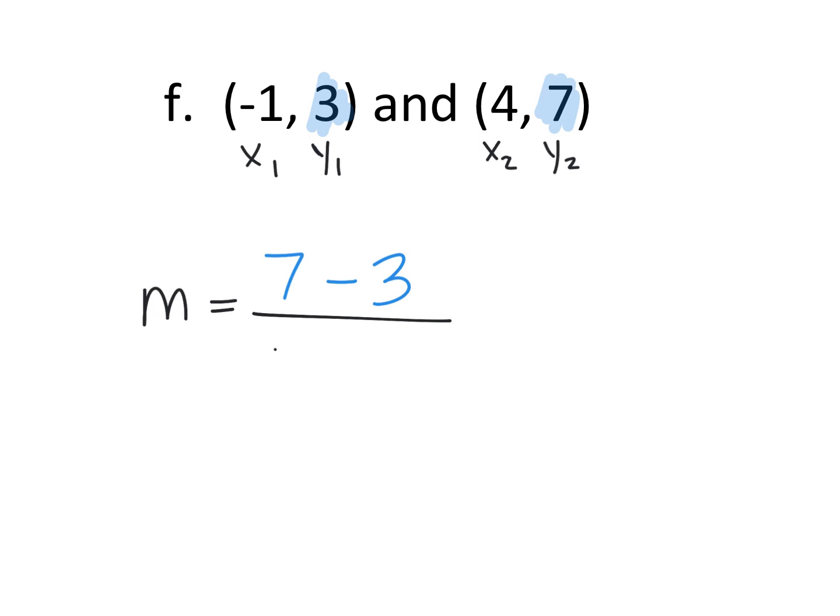Okay, repeat that with your x values. x2 minus x1. And you need to be careful because there is a negative. So when you go to do this one, you have to do 4 minus negative 1. And simplify it, obviously. 7 minus 3 would give me 4. And on the bottom here, if I do 4 minus negative 1, if you need to use a calculator, you could, but that would actually be 4 plus 1, so it would get me 5.